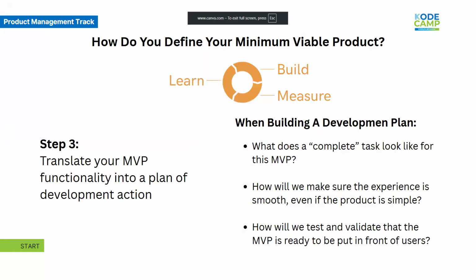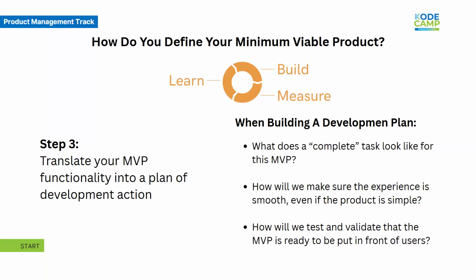And step 3 would be translate your MVP functionality into a plan of development action. All right, so once you've aligned with business objectives and once you've zeroed in on the specific problem or improvement your MVP will address, your next step is to translate that into a clear development plan. This is where you take the limited functionality you have decided on and work with your development team to turn it into something real. And I want to stress something very important here.